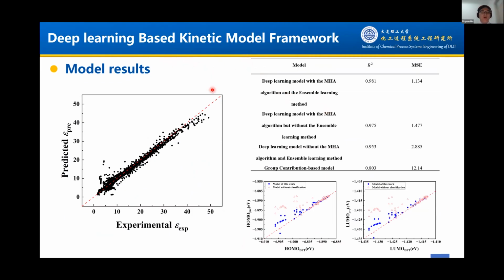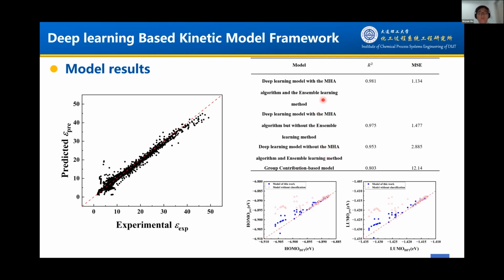And this is our model result. The next figure is the result of the experimental dielectric constant compared with the predicted value. We use the R-square and the mean-square error as the criteria, and to do some further research, we make some comparisons between our tailor-made deep learning model, the deep learning model with the multi-head attention algorithm but without the ensemble learning method, and the deep learning model without the multi-head attention algorithm and the ensemble learning method, as well as the group contribution-based model.